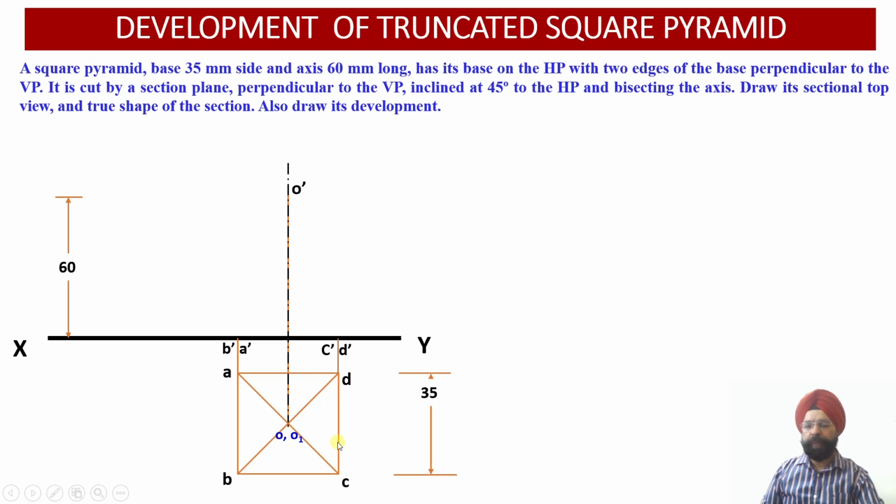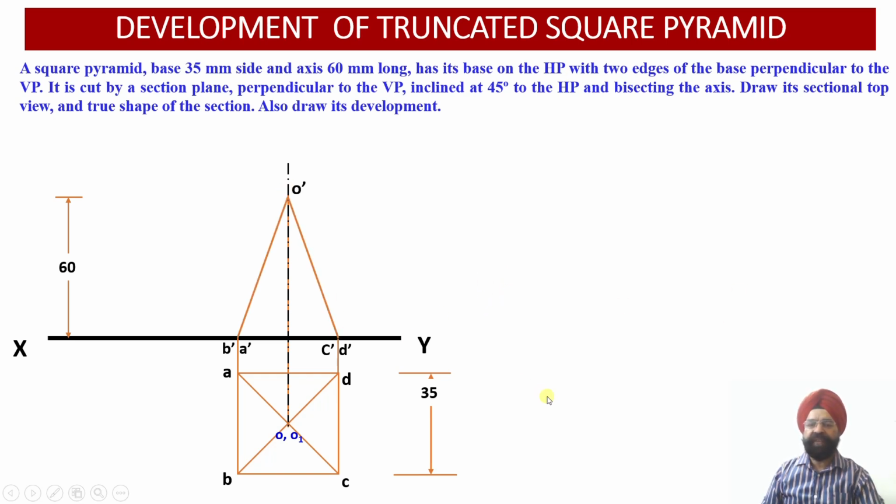Similarly, you draw the projections through C and D. Since the solid is resting on its base on HP, the C dash and D dash points will be available resting on the XY reference line. So the front view projections corresponding to the base have been obtained. Apex point has been identified. Now we are going to join these slant edges of this particular square pyramid.